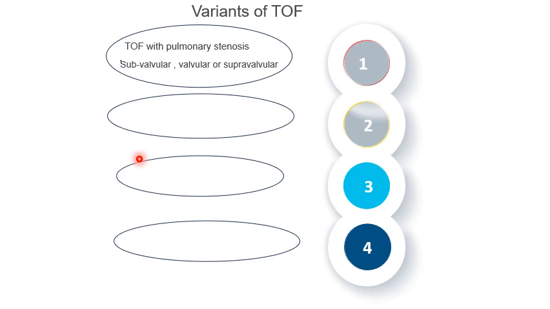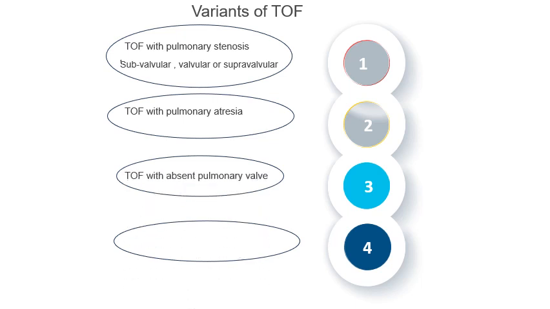There are four major variants of tetralogy of Fallot. The first one is tetralogy of Fallot with pulmonary stenosis, which may be subvalvular, valvular, or supravalvular. This is the most common variant. The second variant is tetralogy of Fallot with pulmonary atresia, which is commonly associated with hypoplastic pulmonary arteries with or without collaterals between the aorta and the pulmonary arteries. These collaterals are called MAPCAs.